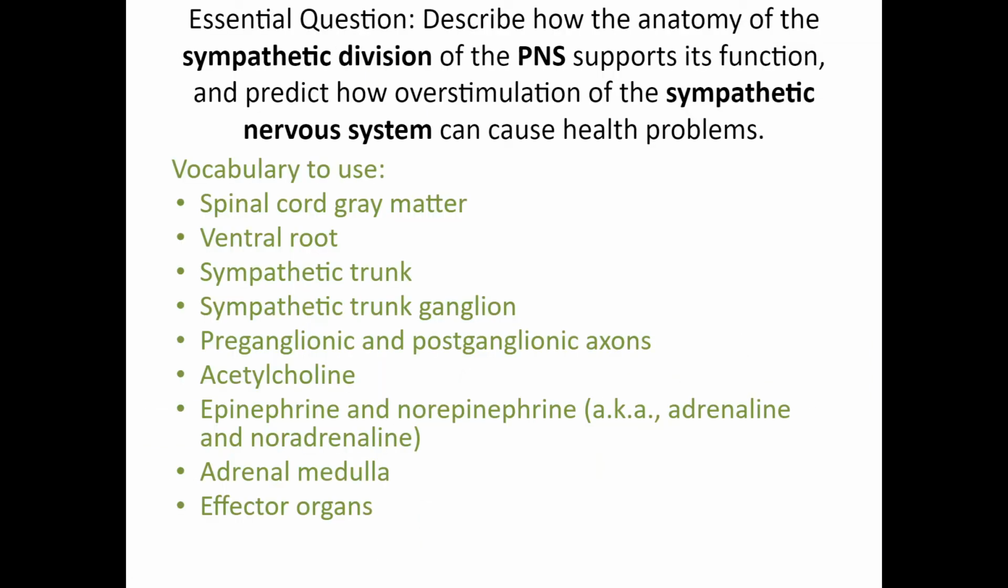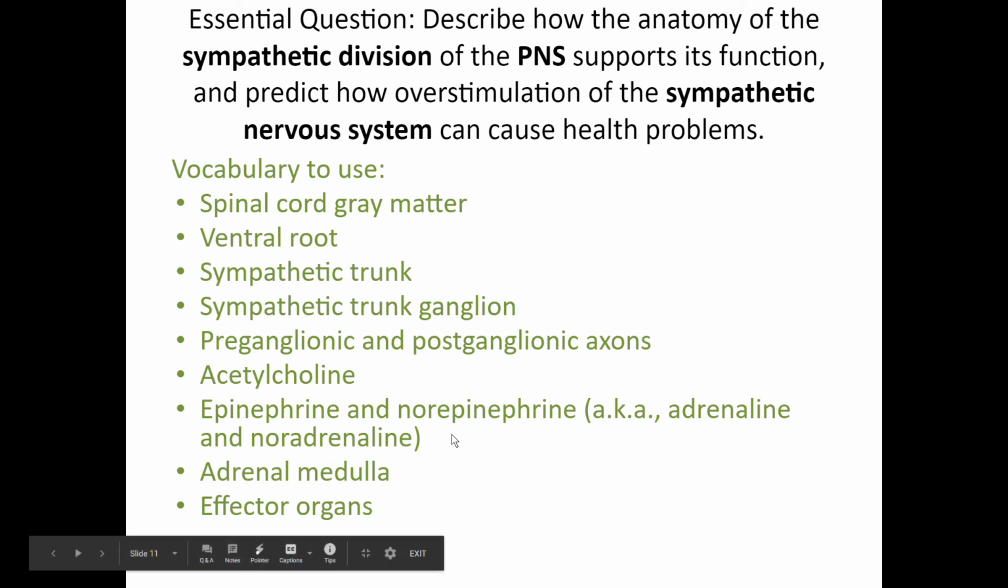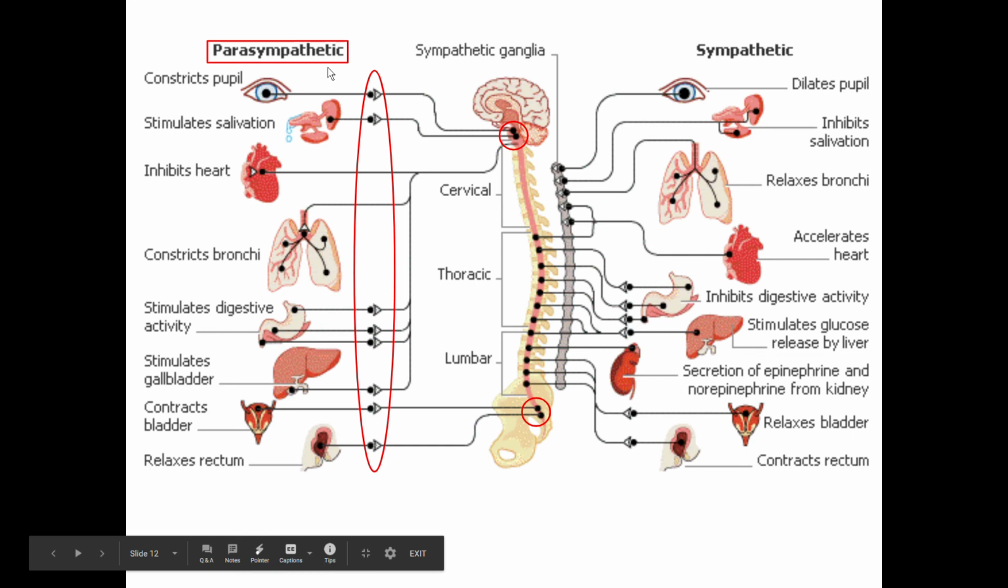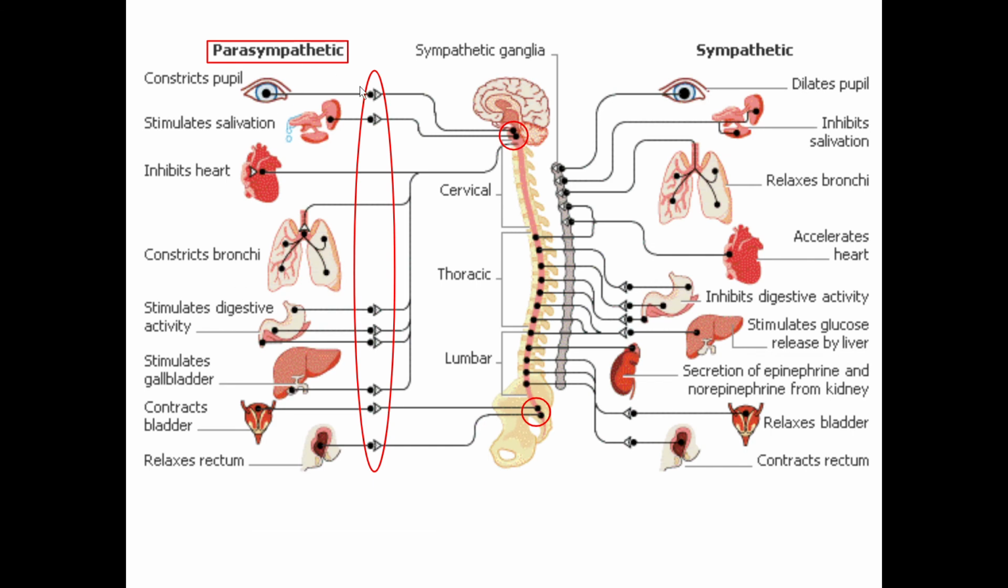So now let's get into the gross anatomy of the sympathetic division of the nervous system. So describe how the anatomy of the sympathetic division of the peripheral nervous system supports its function, and predict how overstimulation of the sympathetic nervous system can cause health problems. You should be able to answer that question using these vocabulary. So let's just start with the parasympathetic division because it's simpler.